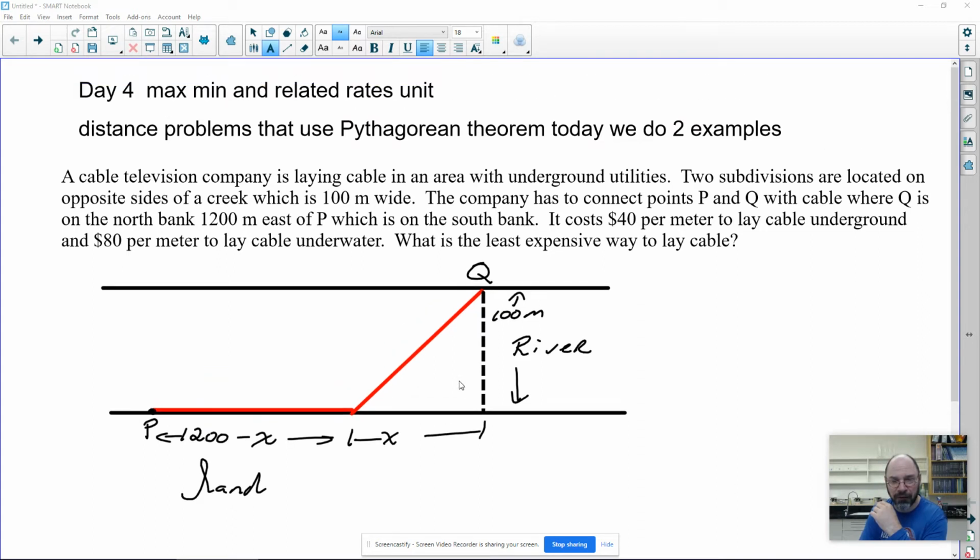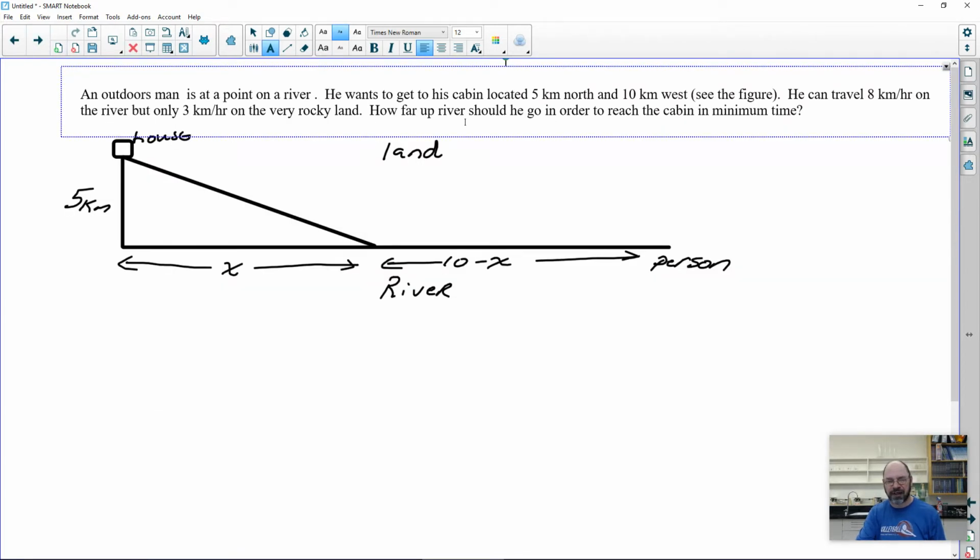Day 4 of our max min unit. And we're going to be looking at distance problem examples today. So I've got 2 of them that I'm going to do with you today. One's going to be minimizing cost. That's this first one here. And the second one that I have over here is minimizing time.